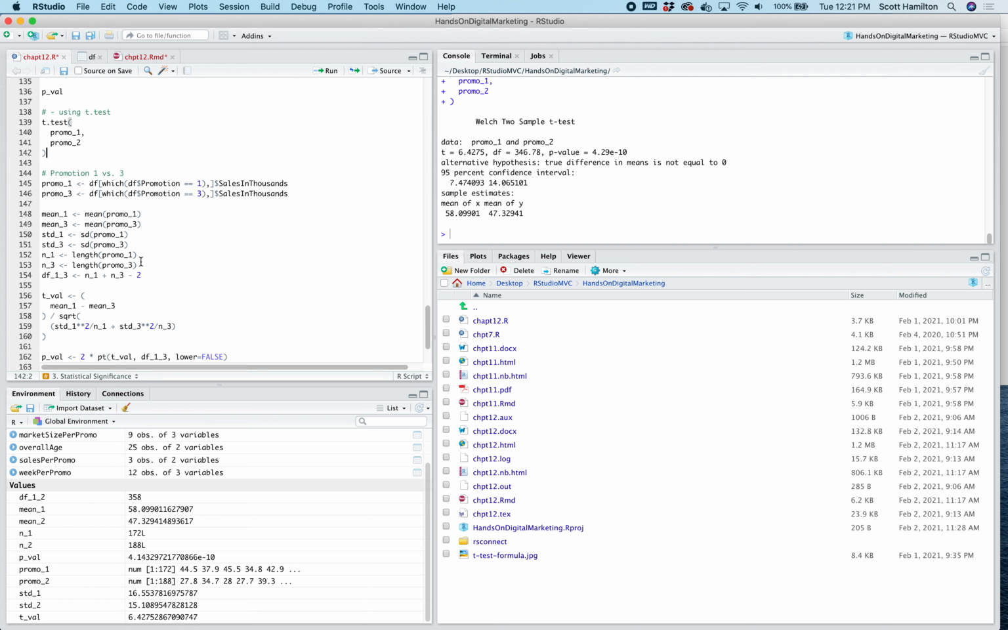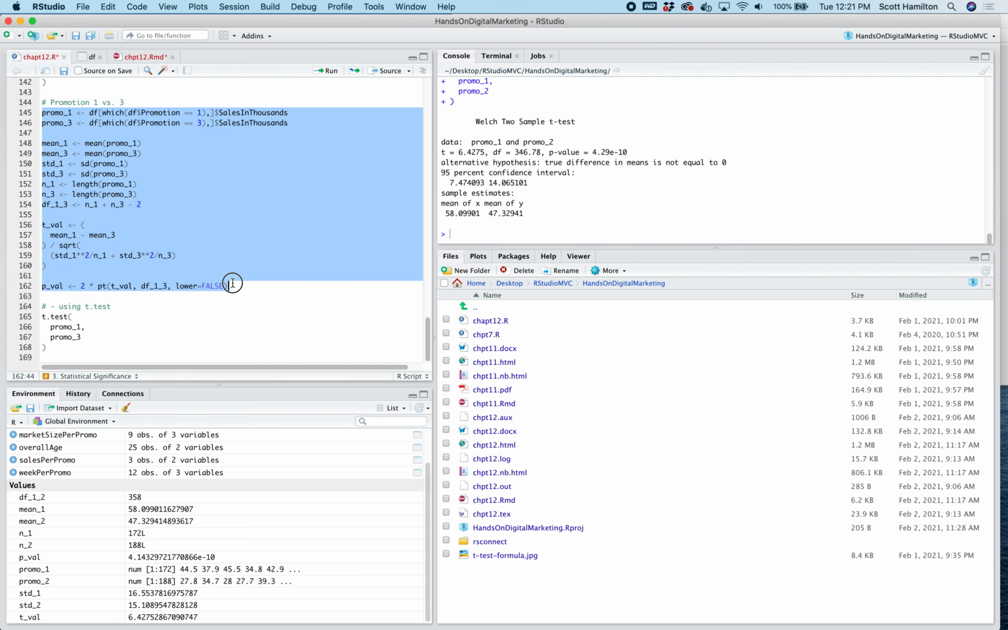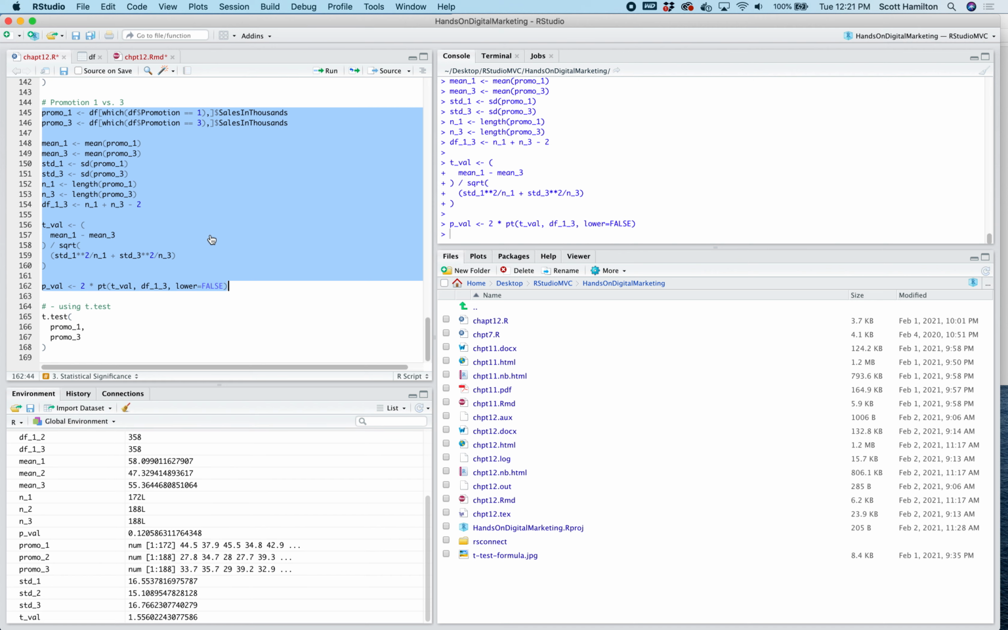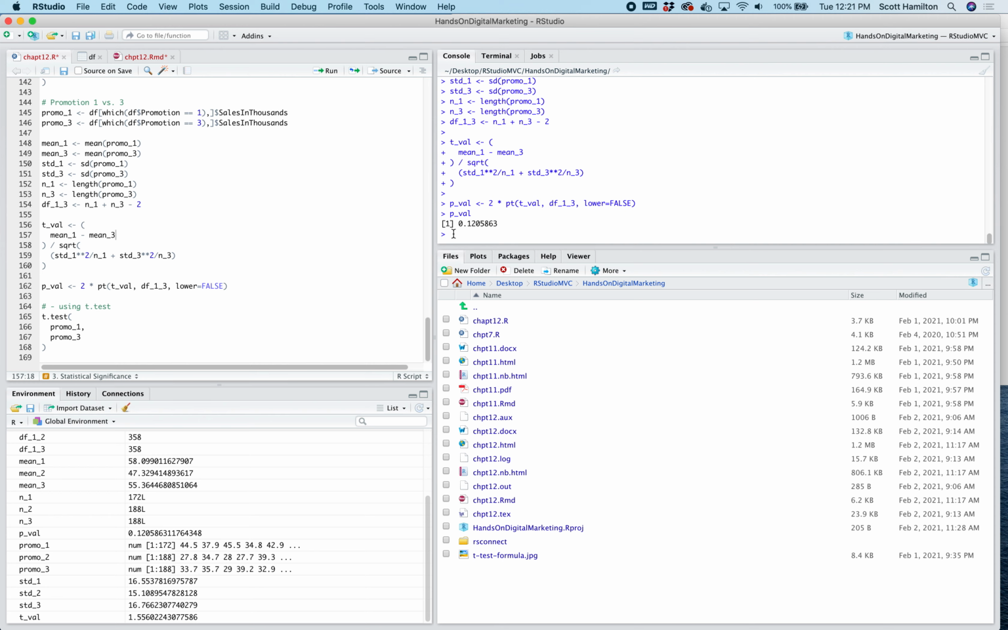Okay, now we do the difference between promo 1 versus promo 3. Are these the same? So the hard way here, as we did before. This time we're setting apart promo 3 as the sales in the thousands for those observations where the promotion variable equals 3. That's what that promo 3 is. Then we've got all our same settings, the p-value we've done up here, and we can print out the p-value.